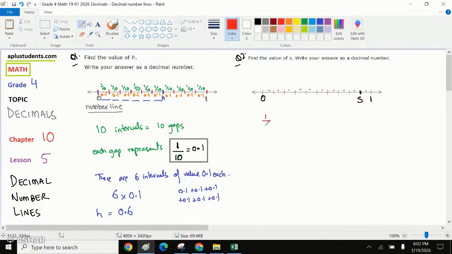If there are 10 intervals, each interval would mean 0.1. And how many intervals were there till the value of S? There were 9 intervals, right? So we add 0.1 plus 0.1 plus 0.1, nine times. We get 0.9 as the value of S. Yes, S is 0.9 because there are 9 intervals out of 10.